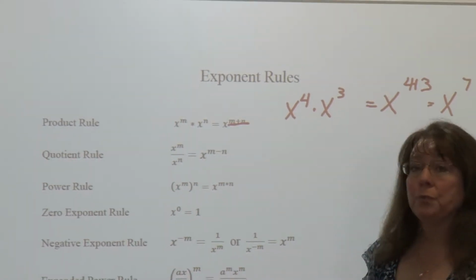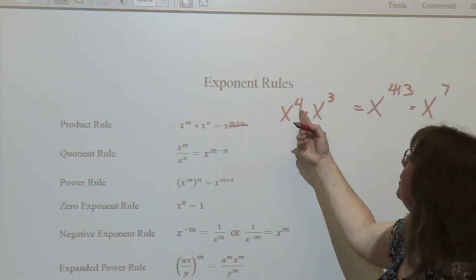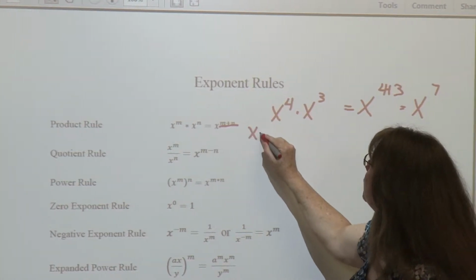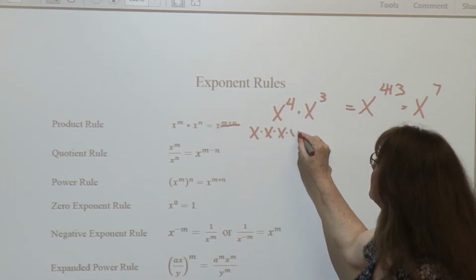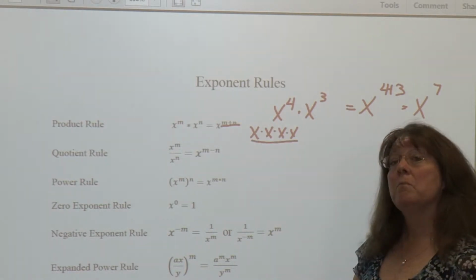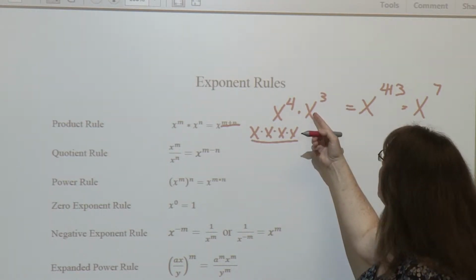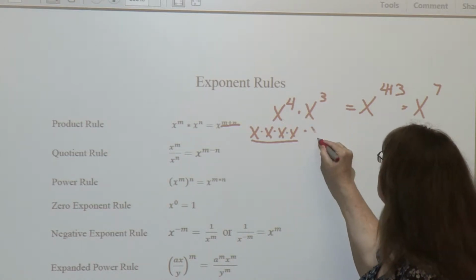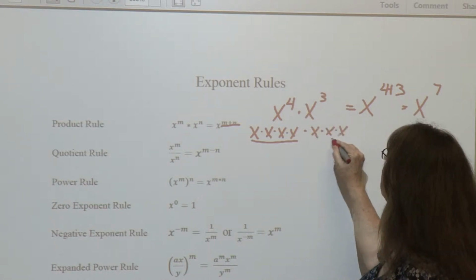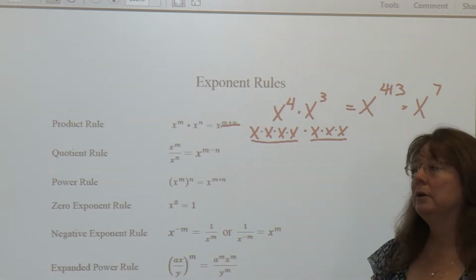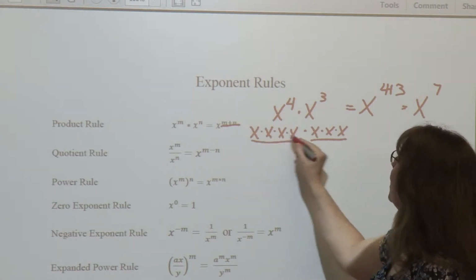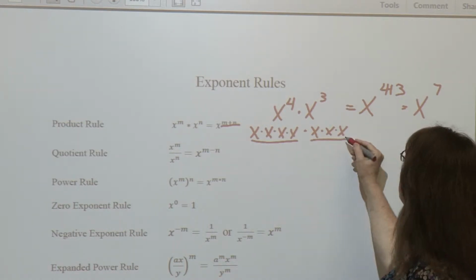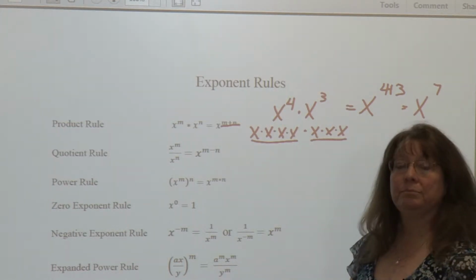But what if I forgot the rule? Well, think about what that exponent means. It means I'm multiplying x with itself 4 times. Here's my 4 x's multiplied together. And then I'm multiplying it with x cubed, or x multiplied with itself 3 times. Here's my 3 x's multiplied together. We have that value x multiplied with itself a total of 7 times. So that's where that x to the 7th power comes from.